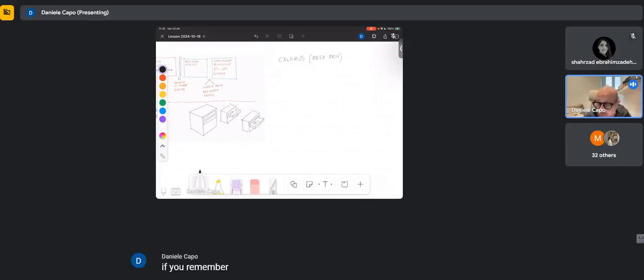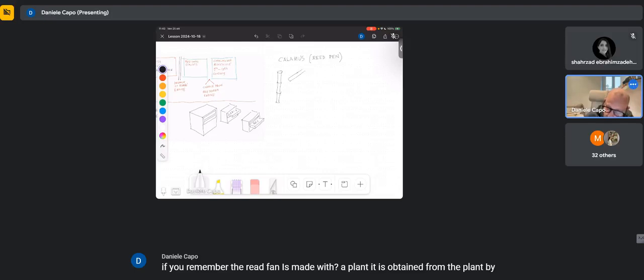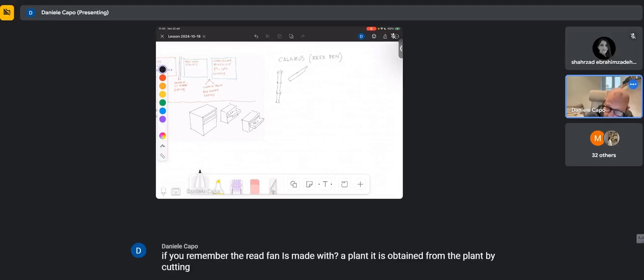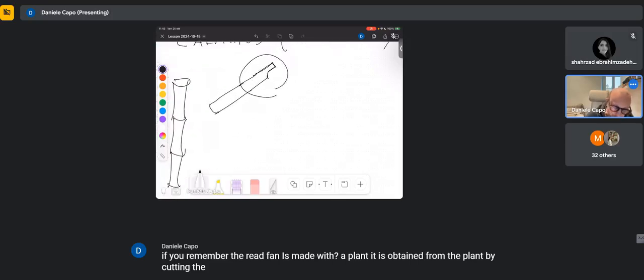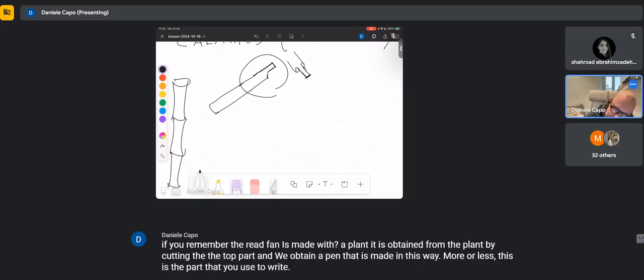If you remember, the reed pen is made with a plant. It is obtained from the plant by cutting the top part, and we obtain a pen that is made in this way, more or less. This is the part that you use to write. Okay.